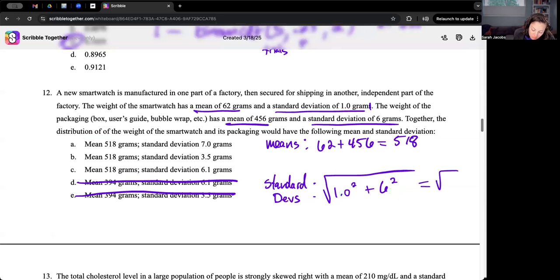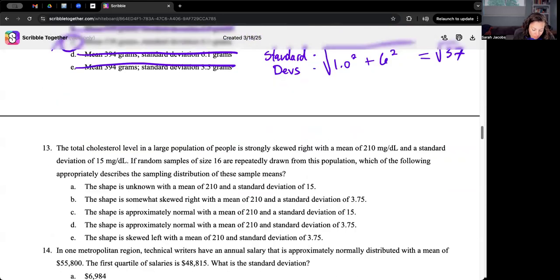So this is going to be root of 37, which is going to be just over 6. I'm not even sure how you get 3.5. Oh, I guess if you added 1 and 6 and divided by 2. And then 7 grams would be if you just added the standard deviations. So that's definitely wrong. So we don't just add standard deviations. Great. So our answer is C. Moving right along.